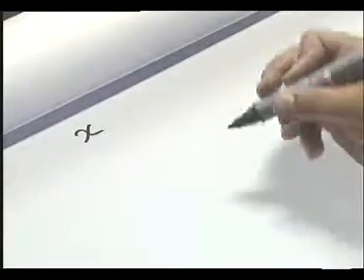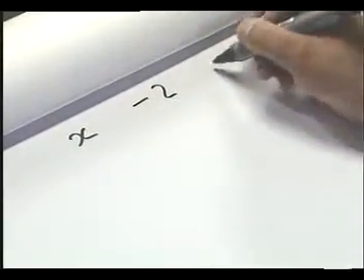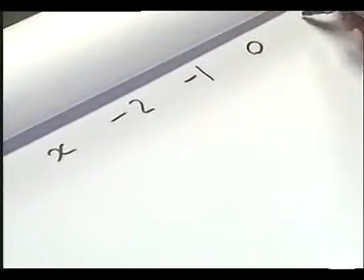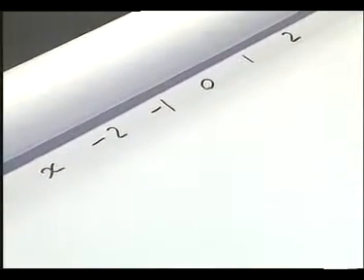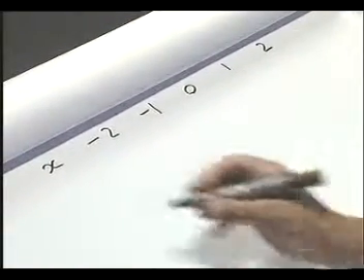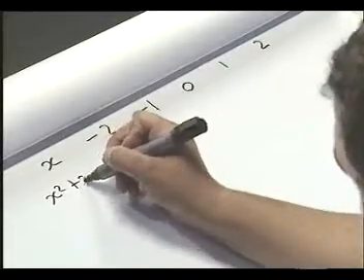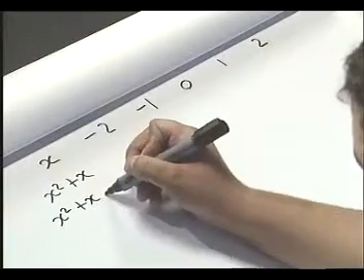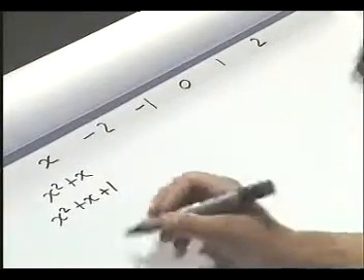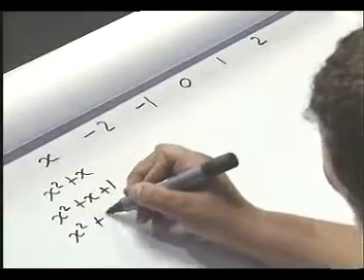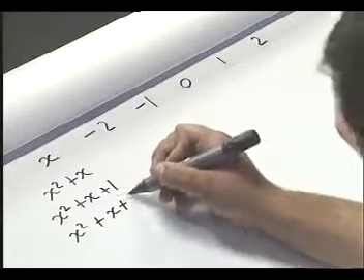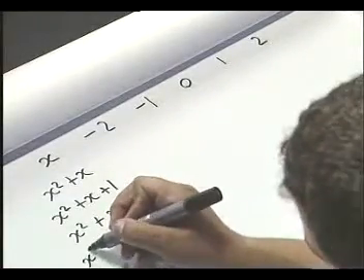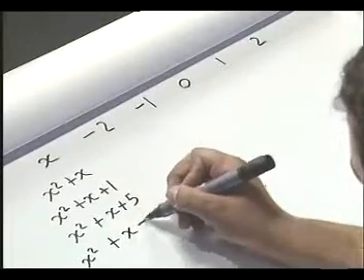So this time, I'm going to use x again. I'm going to go from minus 2 all the way up to plus 2. So minus 2, minus 1, 0, 1, and 2. And for my functions, I'm going to use x squared plus x, x squared plus x plus 1, x squared plus x plus 5, and x squared plus x minus 4.